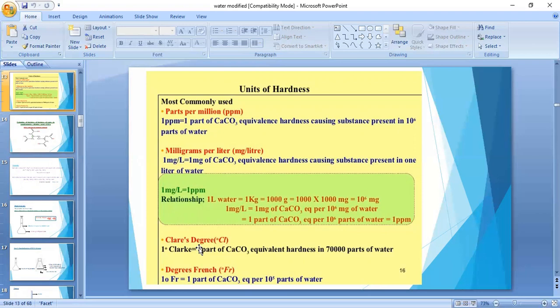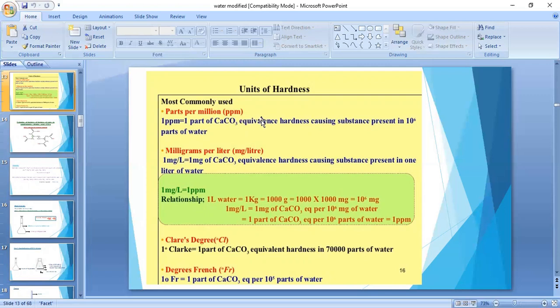Why? Because there are 2 reasons for that. The first reason is that calcium carbonate's molecular weight is 100, which is very useful for calculation purposes. And the second one is that it is the most insoluble salt in water compared with the remaining salts. So that's why we express the hardness of water in terms of calcium carbonate. And these 4 units are converted into calcium carbonate: ppm, milligram per liter, degree Clark, degree French.